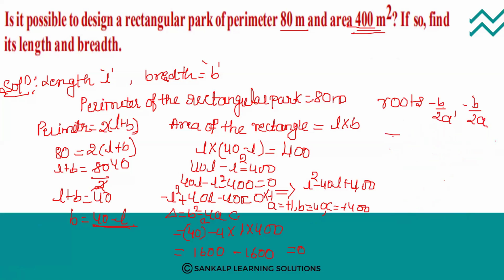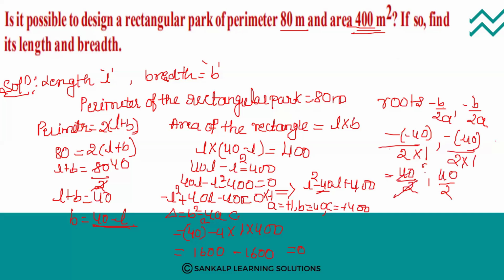So minus b value is minus 40, divided by 2 into a value, which is 1. Therefore, minus into minus is plus, 40 divided by 2. Two ones are 2, two twos are 20, that means 20. Therefore, 20 and 20 you will get. So, length is 20, breadth is 20.